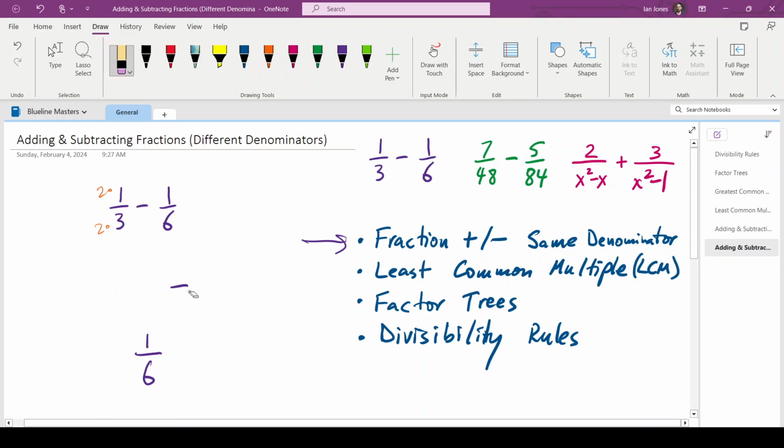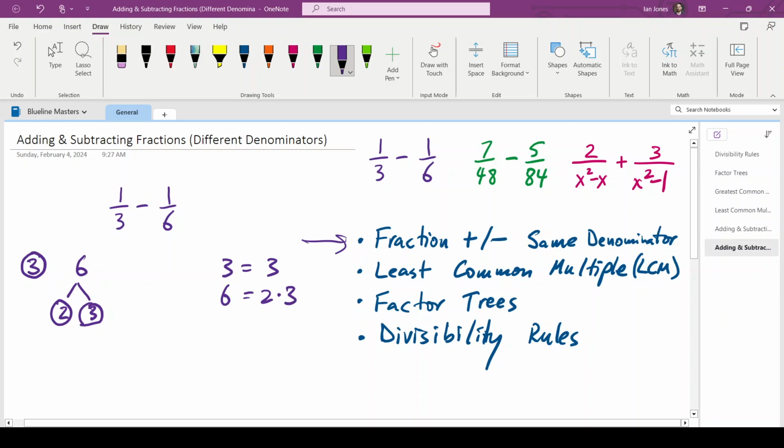So let's go back and assume that we didn't know how to make these denominators the same. We would say, okay, well, I've got one denominator is a 3 and another denominator is a 6. Now the factor tree for 3 is actually already done because it's prime. The factor tree for 6 is like this because 6 is the product of 2 times 3. So then we'd say, okay, 3 equals 3 and 6 equals 2 times 3. And to get the LCM, we want to put all the numbers here that are required to make a 3 or to make a 6 and not have any extras.